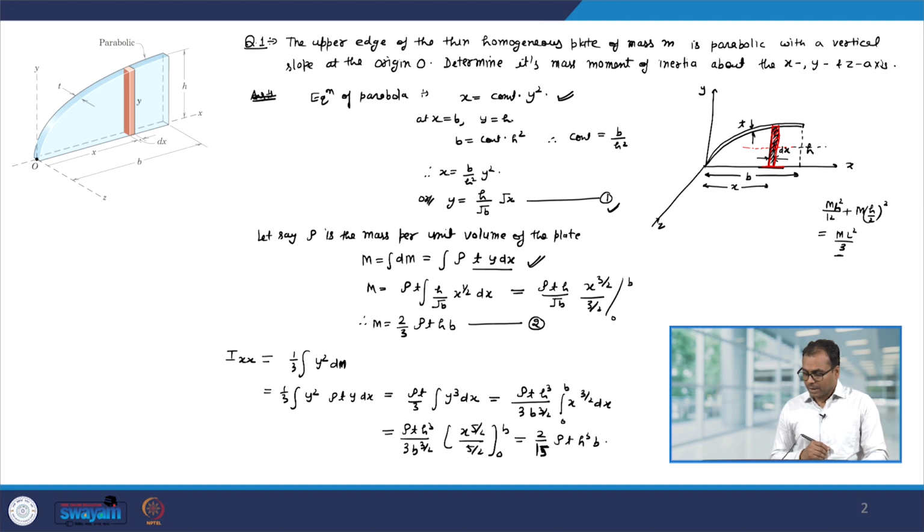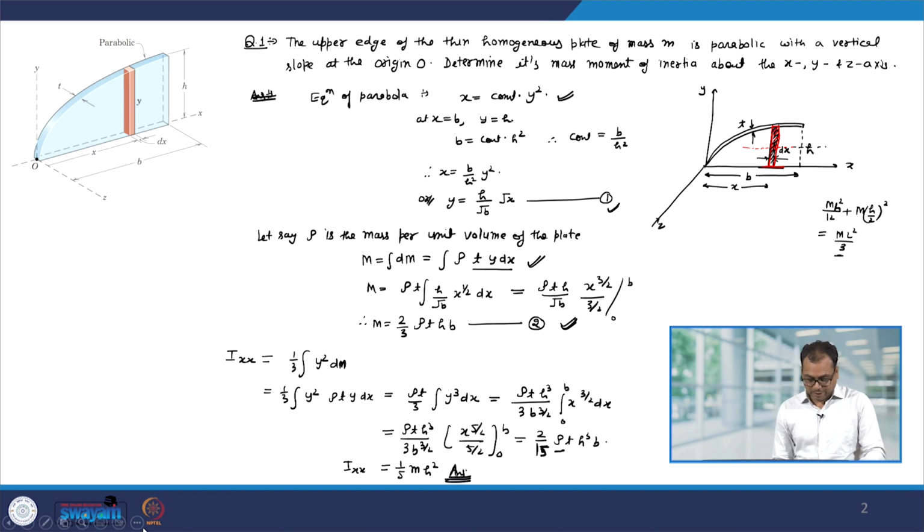Note that here in the question statement rho is not given, the mass is given. So this value of rho I can put from equation number 2. So I can eliminate rho in terms of m from equation number 2. If you do that, then you get I x x equal to 1 by 5 m h square.